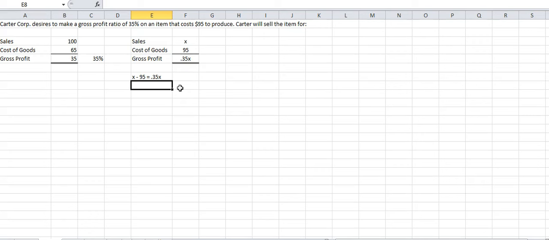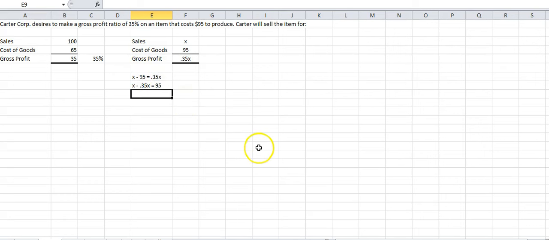Let's go ahead and do algebra. This 0.35 goes over here and this 95 goes over there, right? So x minus 0.35x. Notice how this is positive on this side. In algebra, when you go to the other side, you make it negative. So now we have minus 0.35x. Here it's negative, so you make it positive, equals 95.